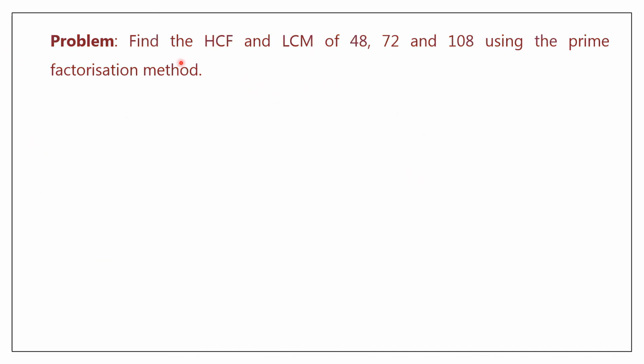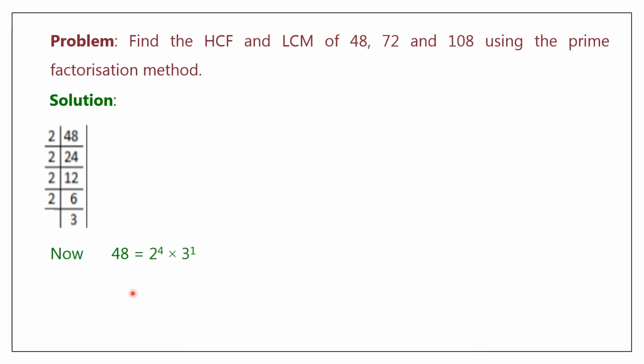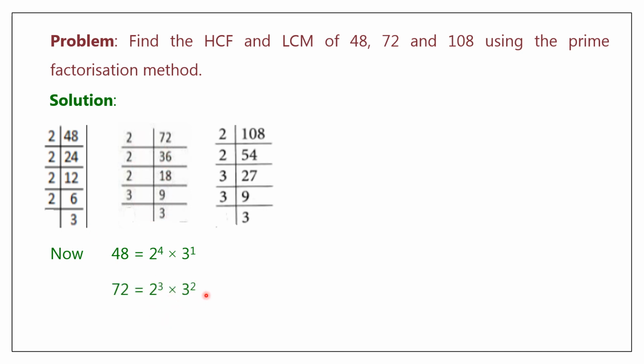Let's take one more problem. Find the HCF and LCM of 48, 72 and 108 using the prime factorization method. The same process. We have 48 is 2 power 4 into 3 power 1, and 72 is 2 power 3 into 3 square, whereas 108 is 2 square into 3 cube.